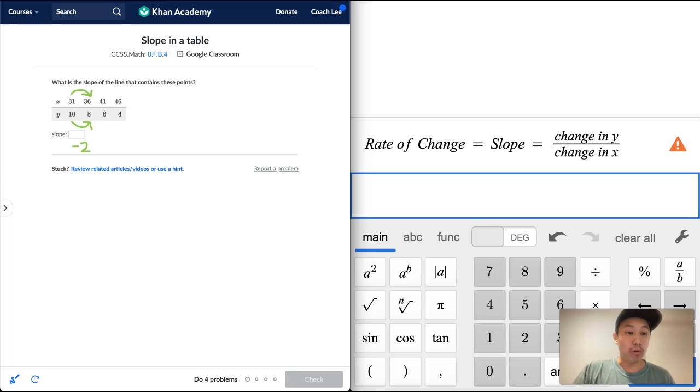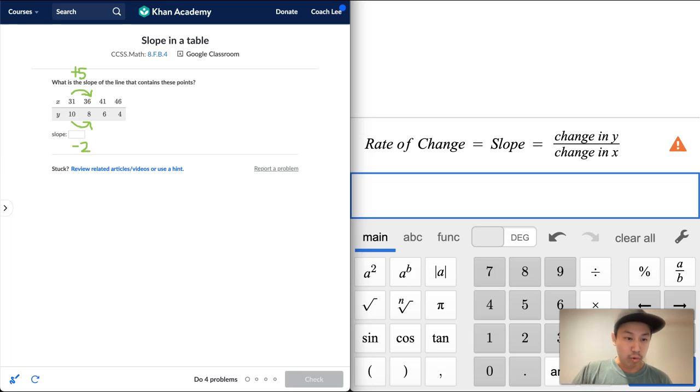We call that the change in y. And then from 31 to 36, looks like we are adding 5. All right, so we call that the change in x. So the change in y is a minus 2. The change in x is a plus 5. So we'll actually just go ahead and write negative 2 over 5.